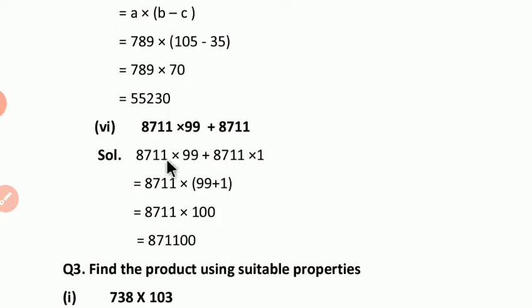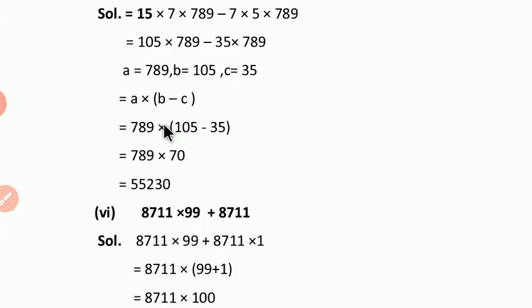Then the last one, 8,711 into 99 plus 8,711. Here you can see A into B plus A into C. Here no A number is given, so we can write it as 8,711 into 1, because if you multiply 8,711 by 1, you will get the same answer. But using the distributive law, we have to write into 1 here. So you can see it is written in the form of A into B plus A into C.